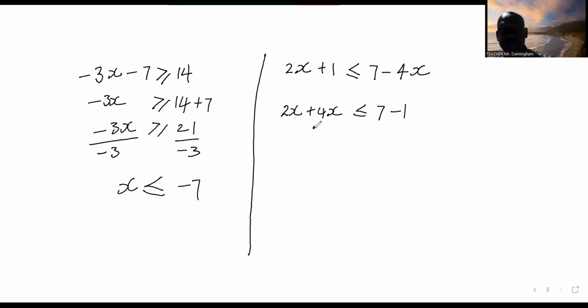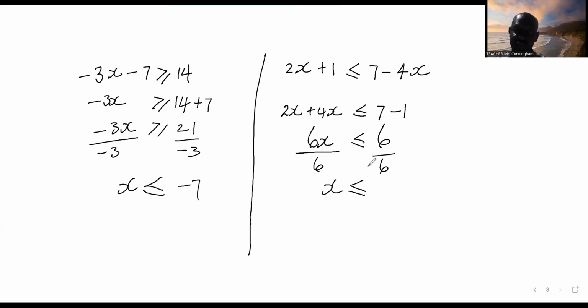So now you're supposed to have 6x less than or equal to 6. Hello? 7 minus 1 is 6. Now we're dividing by 6. So x, notice the sign doesn't change, people. x is less than or equal to 1. Not -1, but 1. Write that down. I give you 10 seconds.